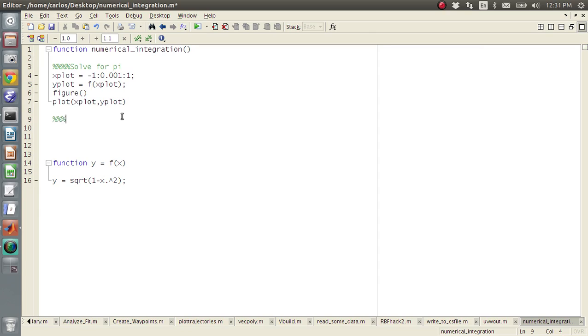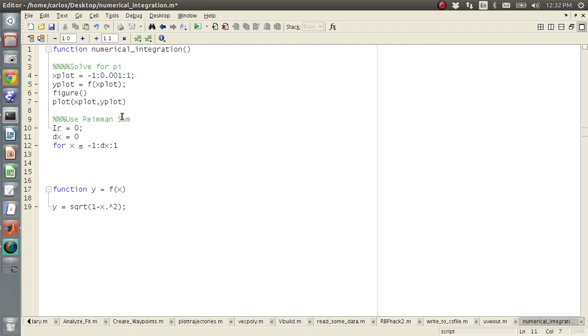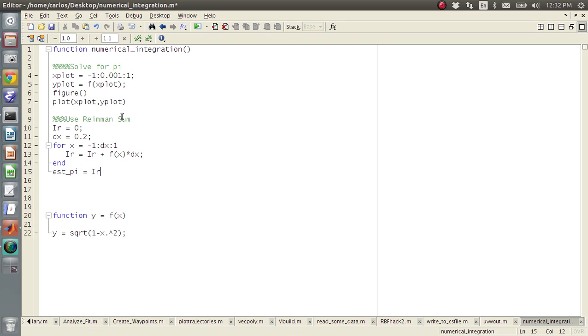So if I use, say, a Riemann sum, I'm going to say IR is 0, and then I'm going to say x goes from minus 1 by dx to 1, and dx I'm going to say is 0.2 for now, to make it simple. And then your Riemann sum is IR plus the value of the function at x, so f of x times dx, and that's it. And then the estimate of pi is IR times 2.